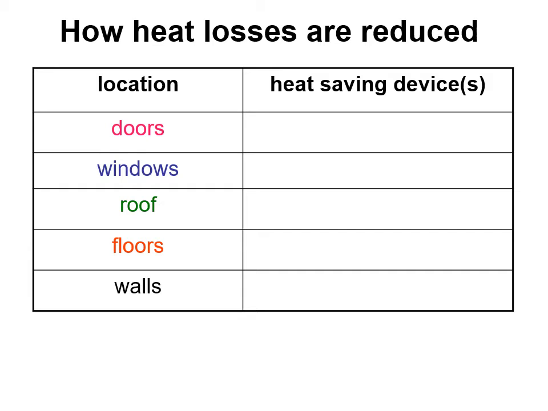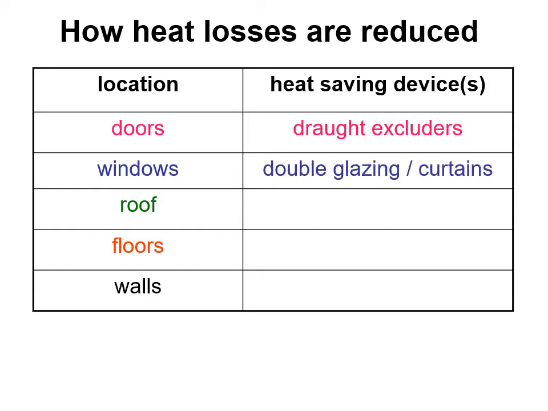Okay, so just thinking about this, for the doors you could use something like a draft excluder, basically putting something in the gap between the floor and the door itself. For windows, you can use double glazing, we've already discussed that, or you can use very thick curtains. Double glazing is where you have glass and glass again, so two panes of glass, and inside there's going to be air, because we've already learnt that air is a very good insulator.